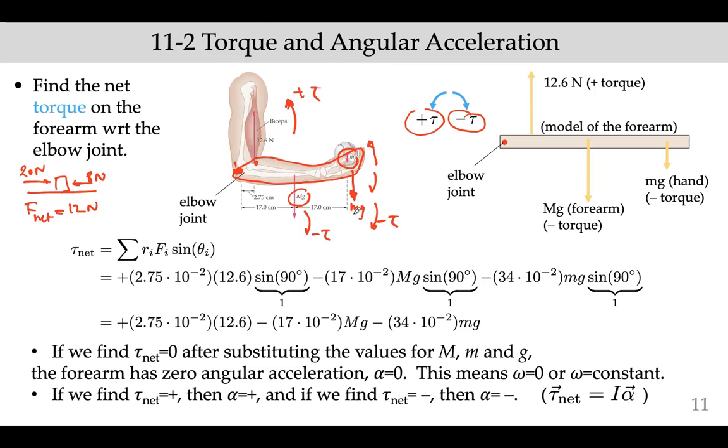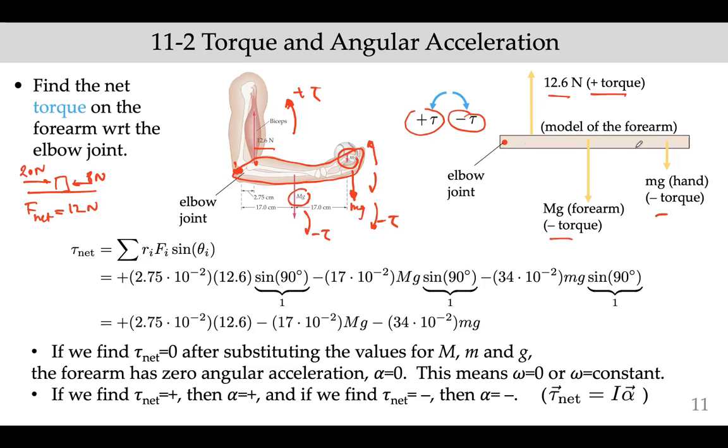Now, this figure looks complicated. Let's make a simpler figure. So this is the model of the forearm. We have the mg from the ball here, lowercase mg. And we have the uppercase mg, and that's the weight of the forearm. And we have the elbow joint, and we have the pulling force by the biceps. It's 12.6 newtons, and it's here. As I mentioned, this creates positive torque, and these create negative torques with respect to this point.